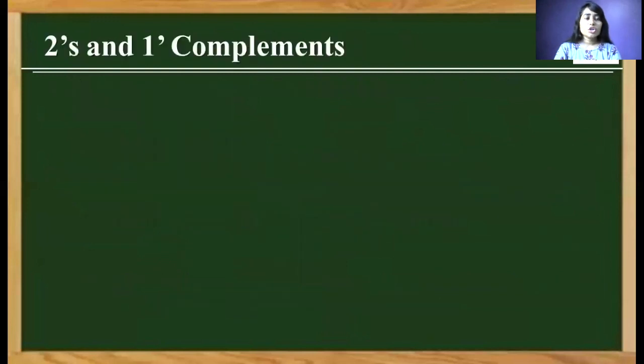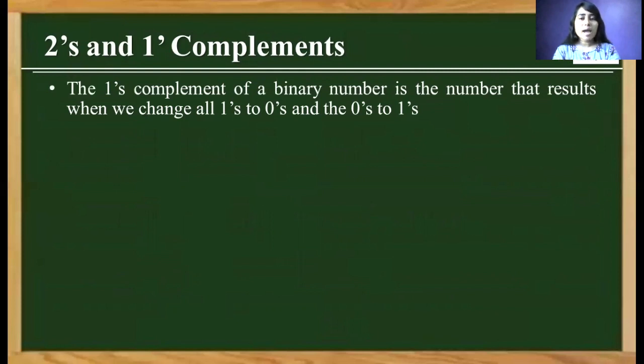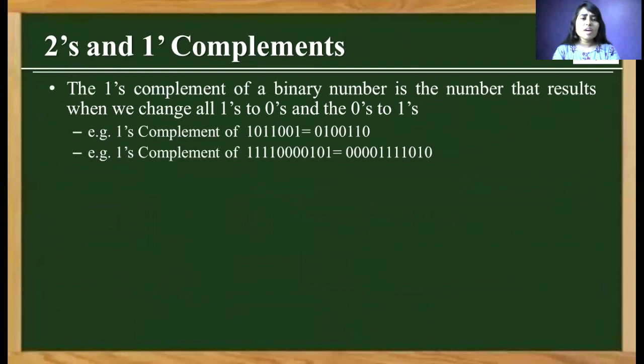Now next, twos and ones complement. The ones complement of a binary number is the number that results when we change all ones to 0 and the zeros to 1. So here we have to just replace 1 by 0 and 0 by 1. So the ones complement of 1 0 1 1 0 0 1 is basically just replacing 0 by 1 and 1 by 0. So we have the answer 0 1 0 0 1 1 0.